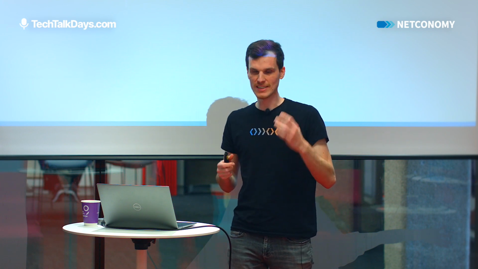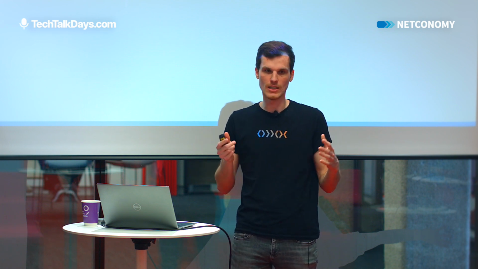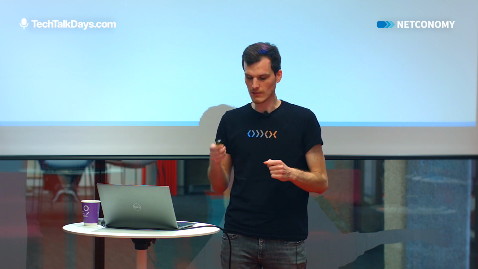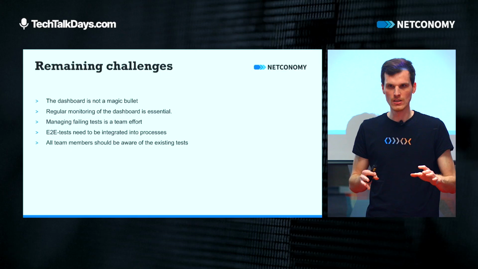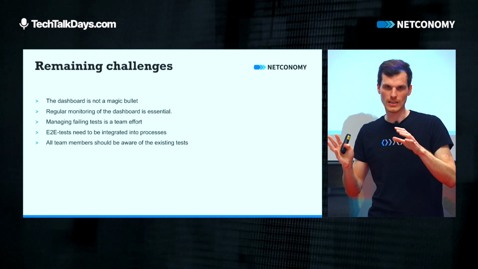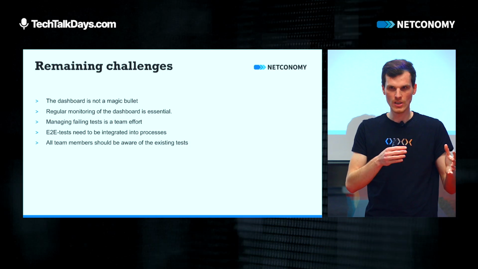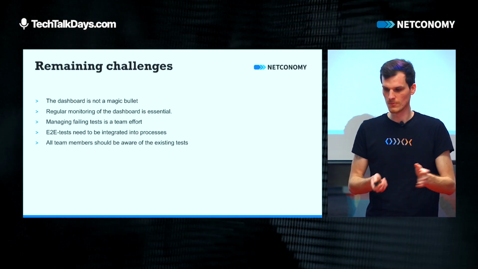But maintaining the end-to-end pipeline is a team effort. So everyone should know which tests exist, so they can adapt it if they implement a new feature. And I would also recommend to include your end-to-end test suite in one of your processes. So for instance, if you are making it a habit to test the feature your colleague implemented, part of the process should be to check the end-to-end pipeline.